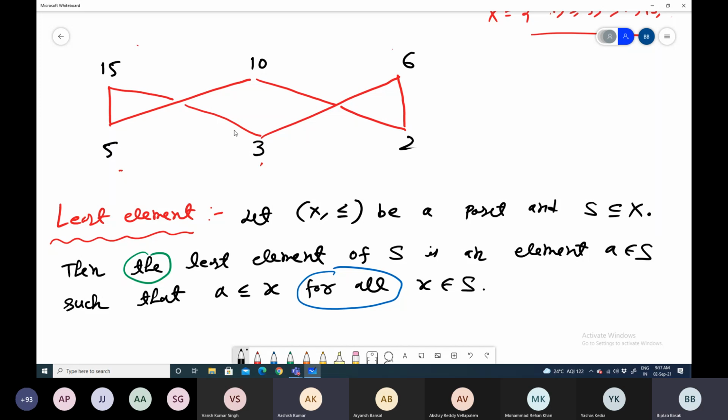Sir, if instead of 15 we have another number which is divisible by 2, and the other three numbers are arranged in that way, then can we say 2 is the least element because it is divisible by all of them?